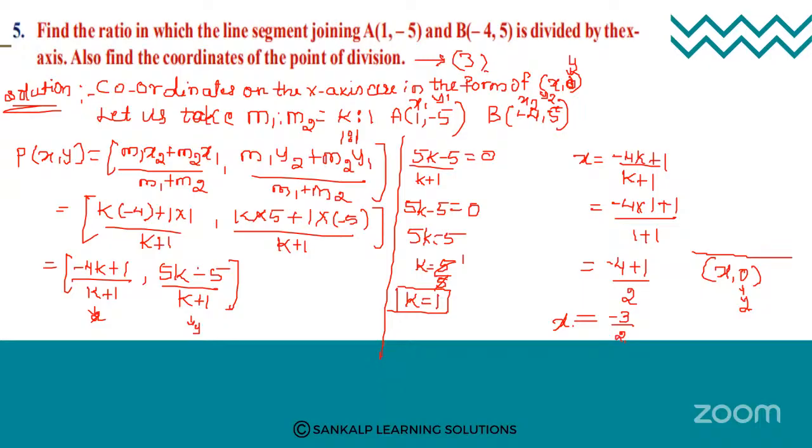Right? Now, they have asked to find the coordinates of the point of division. So it is on the x-axis. Since it is on the x-axis, the coordinates are (x, 0). So now we got the value of x here. So we can write the coordinates of the point of division.